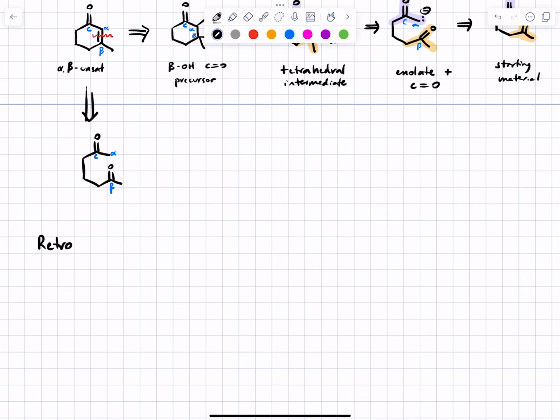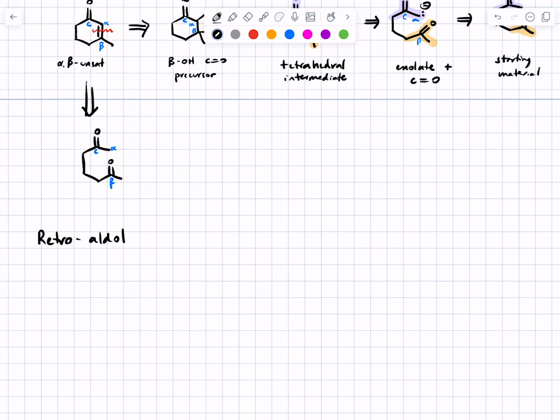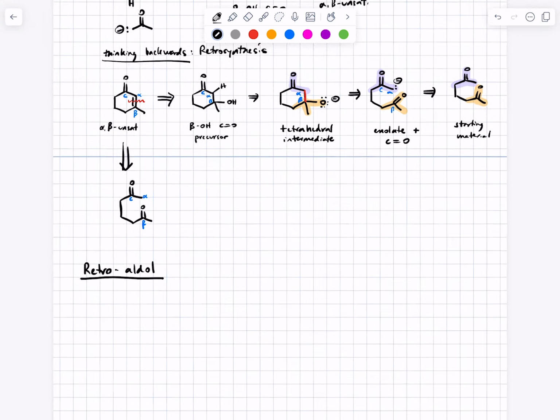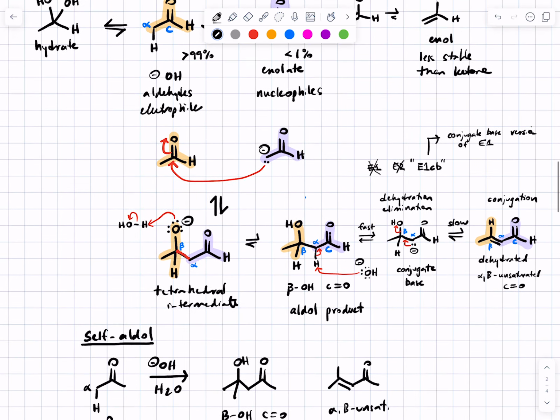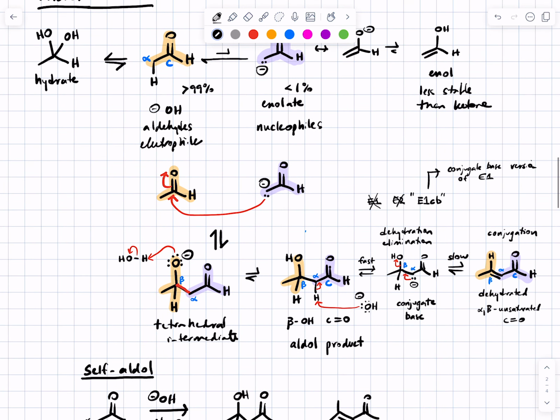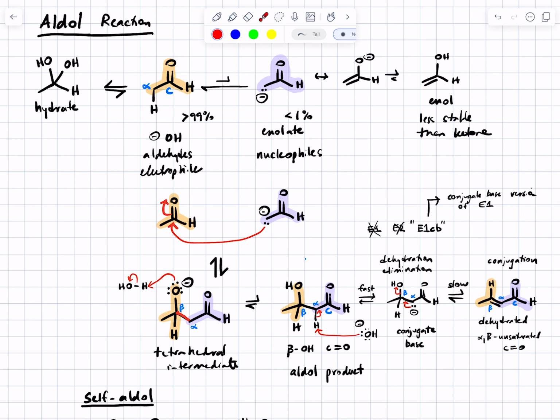Let's actually do a retro-aldol reaction. I'm a little bit wary of doing this because I'm afraid I'm going to confuse you. Because the question in your mind is going to be, how do I know whether an aldol reaction is going to go forwards or backwards? And the answer is you don't. You go in the lab and you try it.